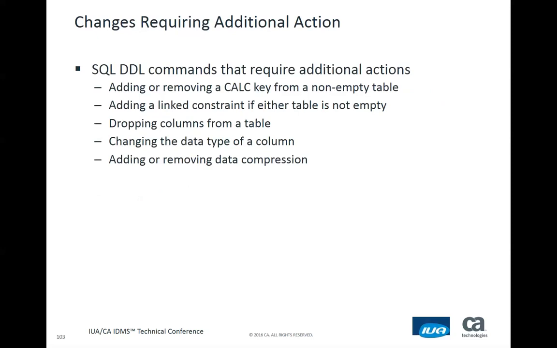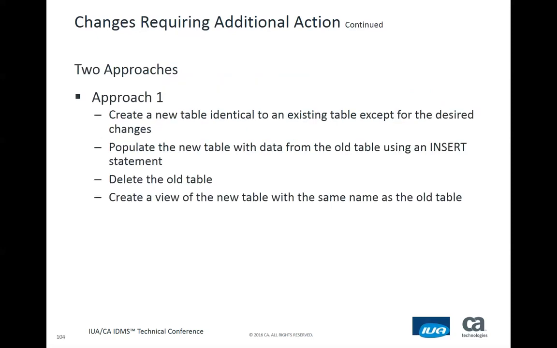And then, of course, adding or removing data compression. So, two approaches that you can use when dealing with some of these actions. The first approach would be to go through, and you've got your old table definitions and all the indexes and constraints defined, to go through and create a new table that is identical to the existing table except for the desired changes.